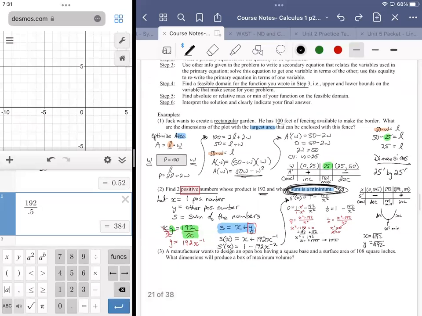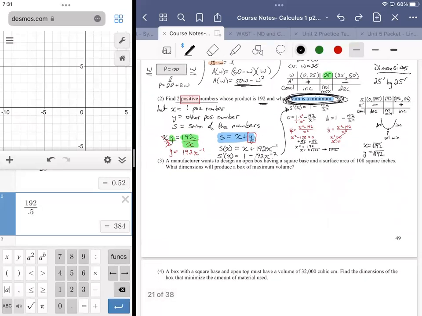Okay, so one last one. The manufacturer wants to design an open box. This is a classic question. Open box having a square base and a surface area of 108 square inches. What dimensions will produce a box of maximum volume? All right, so we're looking to optimize volume, and that box is rectangular. So volume is length times width times height.